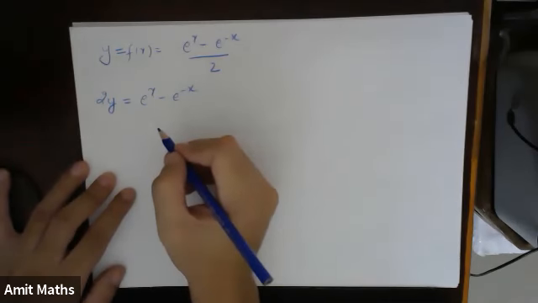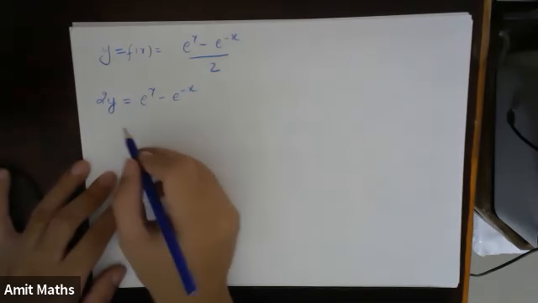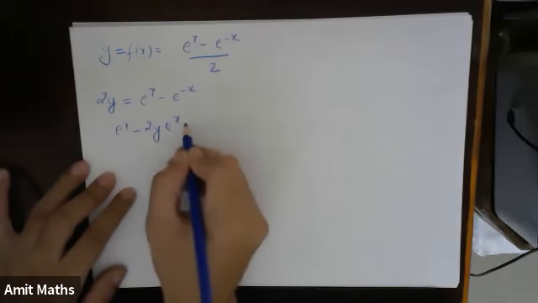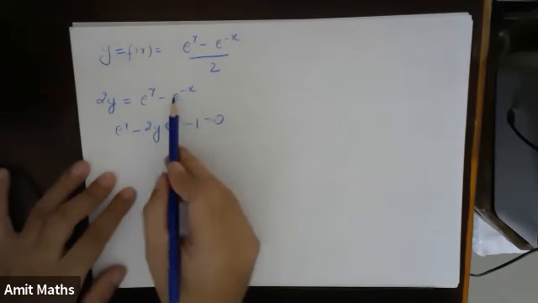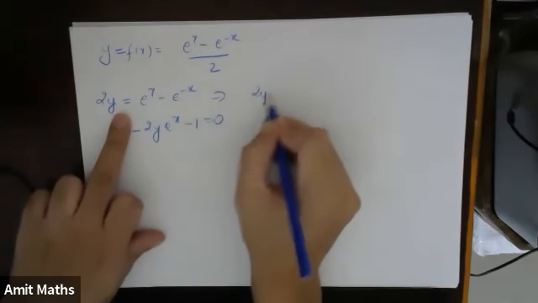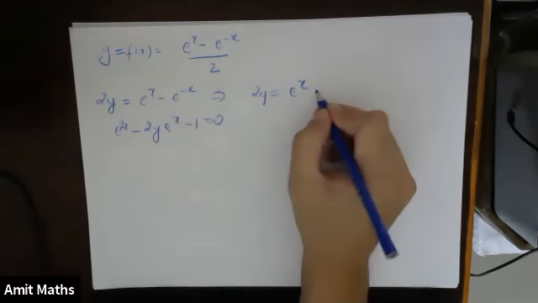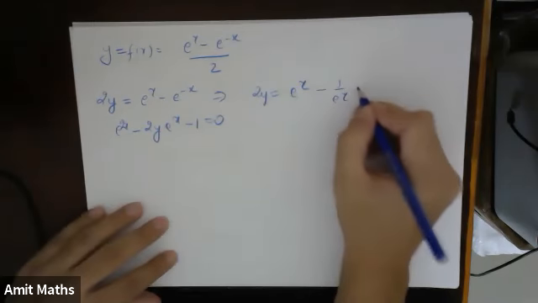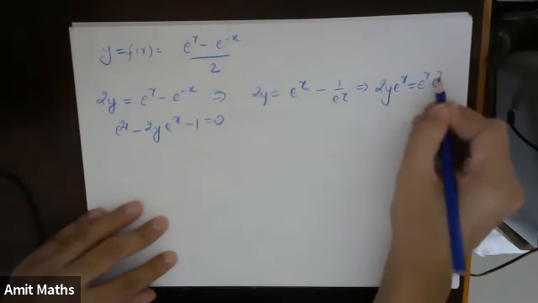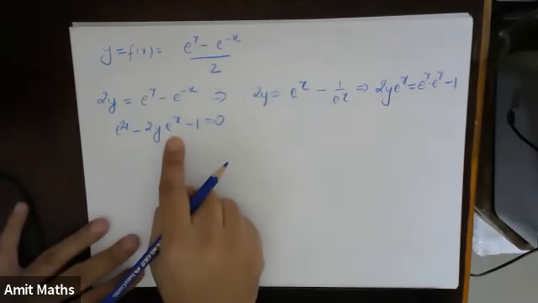If I take e to the power x common, this thing is e to the power x. So this will write once again. This is 2y is equal to e to the power x minus 1 upon e to the power x. If I cross multiply, this becomes 2y e to the power x is equal to e to the power x into e to the power x minus 1. This is e to the power 2x. I will bring this to that side. So this is 2y e to the power x minus 1.